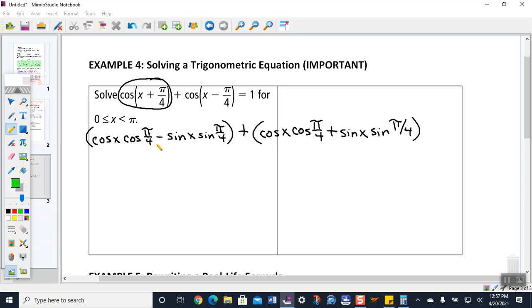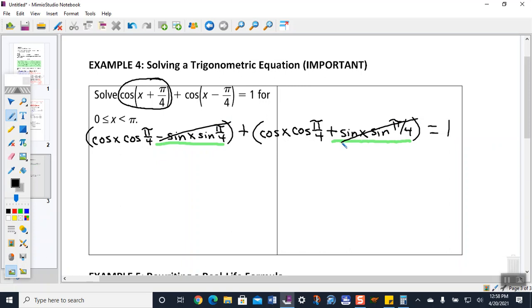Isn't this term and this term pretty much the same thing, where one's positive and one's negative? So what's really going to happen there? Cancel. They're going to go away. We want this all to equal what value, friends? 1. The sine x, sine pi over 4, they're going to do what again? They're going to cancel. These are gone.